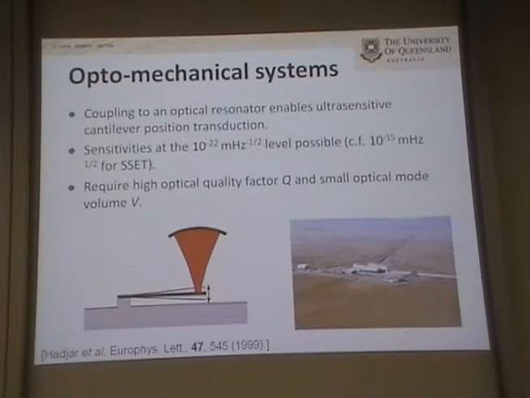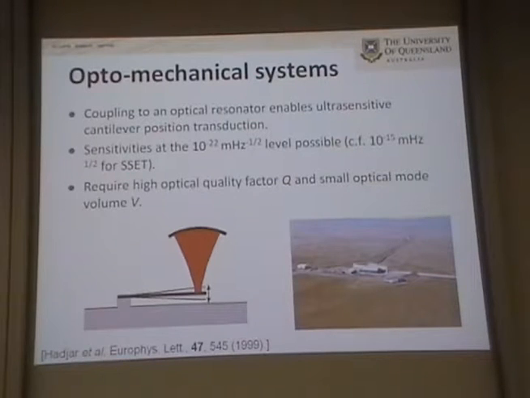Right, so back to optomechanics. Optomechanics provides a way to very, very sensitively read out the motion of mechanical systems. If you just plug in the numbers for a system like this, where you've got a cantilever and a mirror, and as the cantilever vibrates the phase of the light in the interferometer changes and you read that out, then you can get down to about 10 to the minus 22 meters per root hertz. In principle. Now, no one's got there yet.